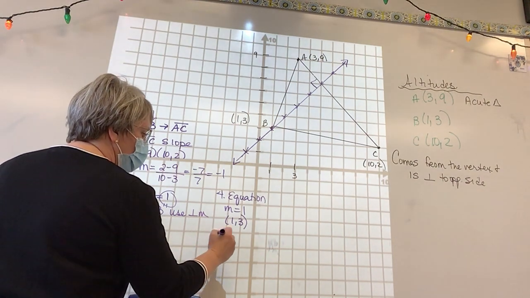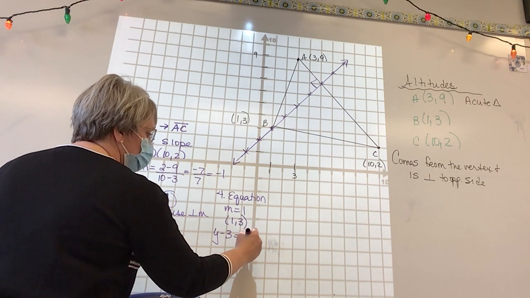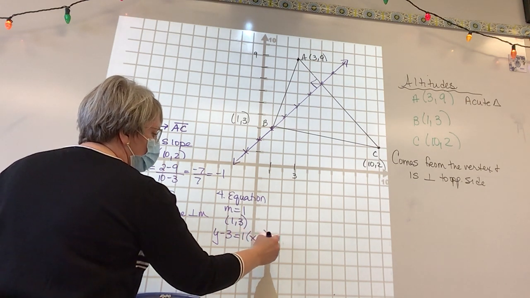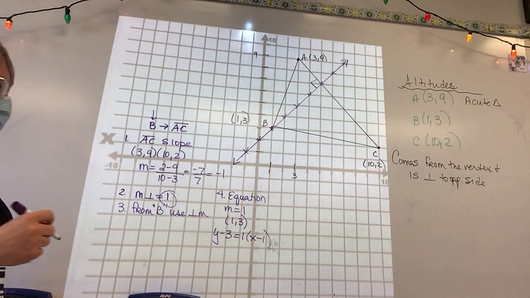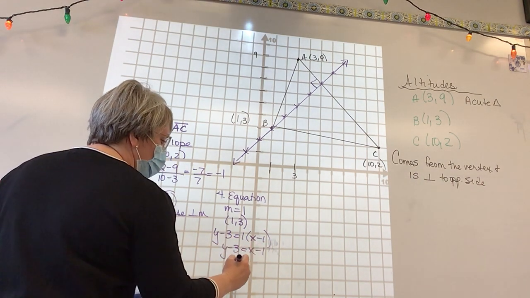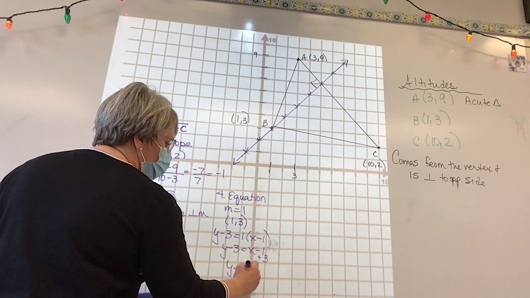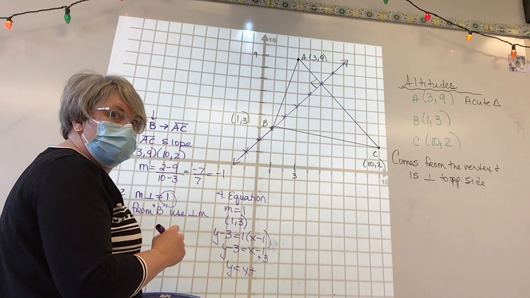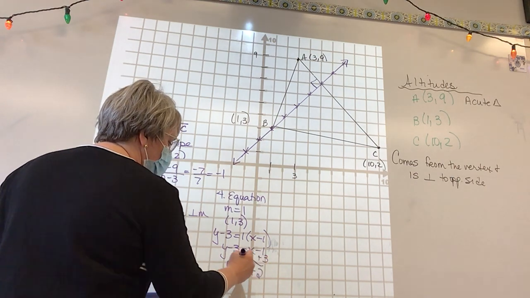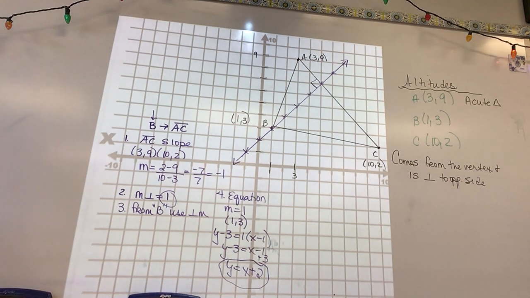Y, excellent, equals, times the quantity, x minus 1. Excellent job. Y minus 3 equals x minus 1. Add 3 to both sides, y equals x plus, anybody? 2, very nice job. Highlight it, star it, circle it, whatever you'd like. Yeah, you did your first one.